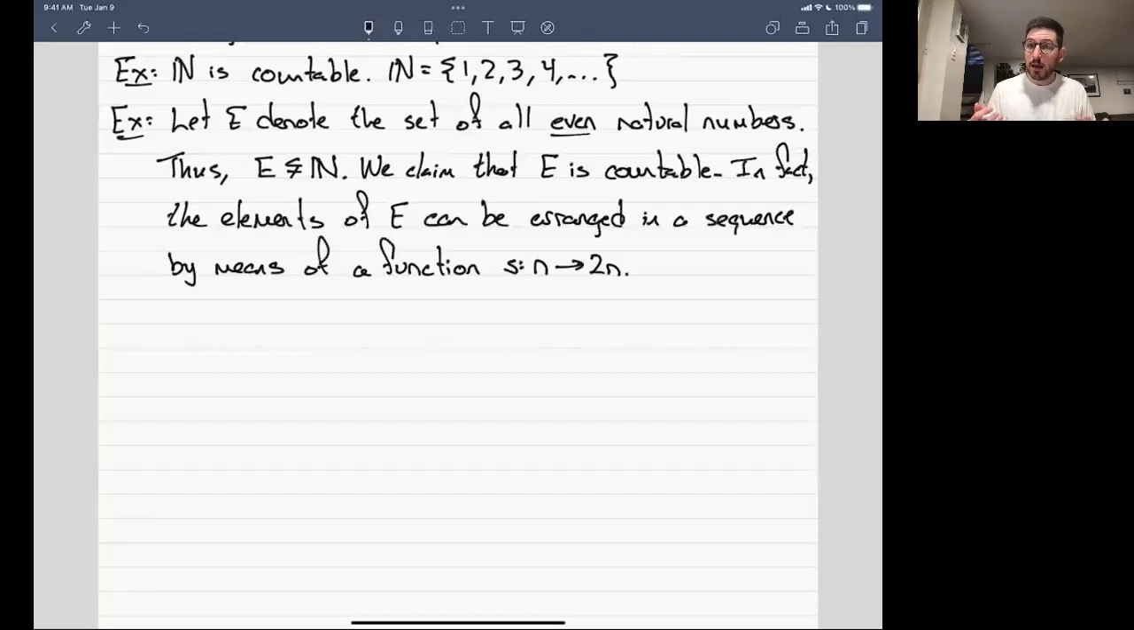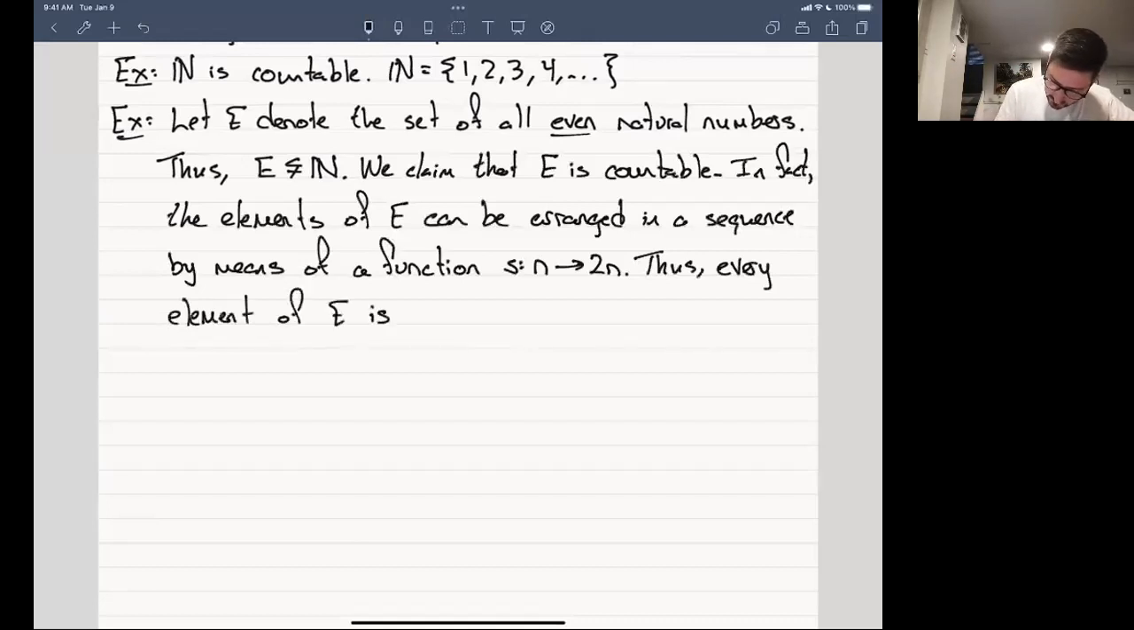But that means that I have every single even number represented in here, right? 100, well, that means that I had to put 50 into this function, right? 200, well, I had to put 100 into the function. Everything is accounted for here. So thus, every element of E is in the range of S. Therefore, E is countable.